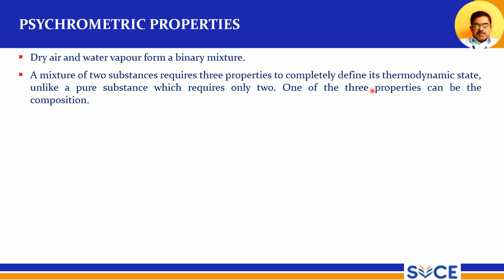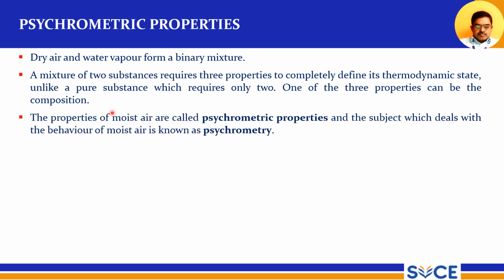One of the three properties can be the composition. So composition also can be considered as one of the three properties. The properties of moist air are called psychrometric properties. We already discussed psychrometric properties in the first unit, its first topic itself. The subject which deals with the behavior of moist air is known as psychrometry. We have seen in an earlier session what psychrometry is. Here we are dealing with moist air only.